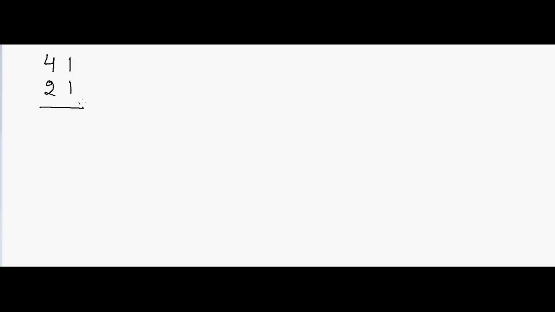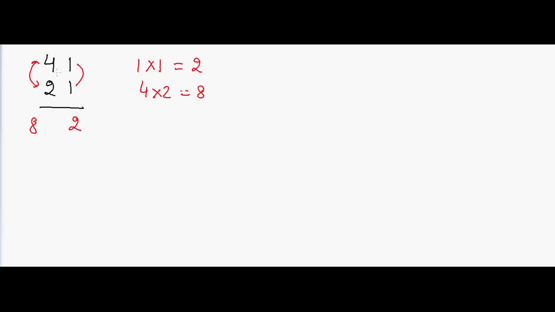So in that case, first I'll multiply these two numbers together. So 1 into 1 is equal to 1. So I'll write a 1 here. Then I will multiply these two numbers together. So 4 into 2 is equal to 8. So I will write an 8 here.